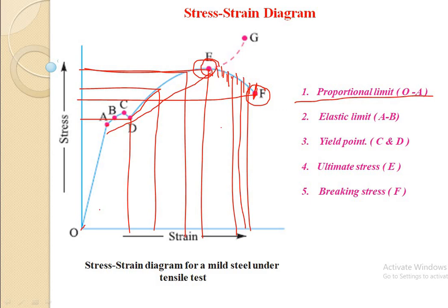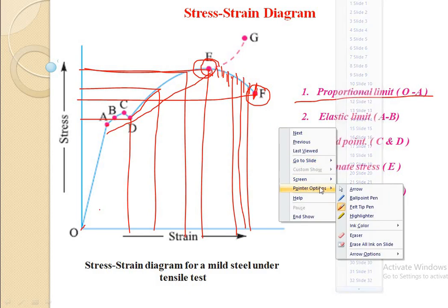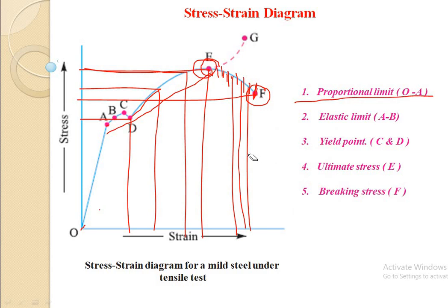The stress is therefore reduced until the specimen breaks away at point F. The stress corresponding to point F is known as the breaking stress. So these are some salient points on a stress-strain diagram. Have a look once again. This stress-strain diagram is drawn for a ductile material, that is, mild steel.